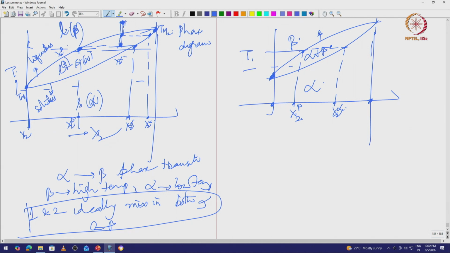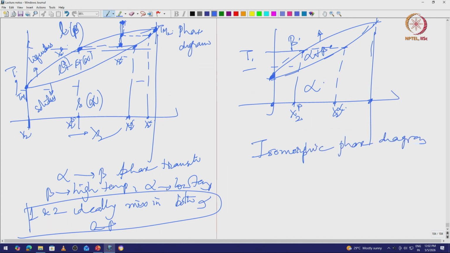So at T2 it is going to be something else. So the x2 alpha and x2 beta, this is the locus of x2 alpha, this is the locus of x2 beta, and this locus is coming from that common tangent construction when I look at G versus X diagrams. So this is your first major temperature versus composition phase diagram, and this is called an isomorphic phase diagram.